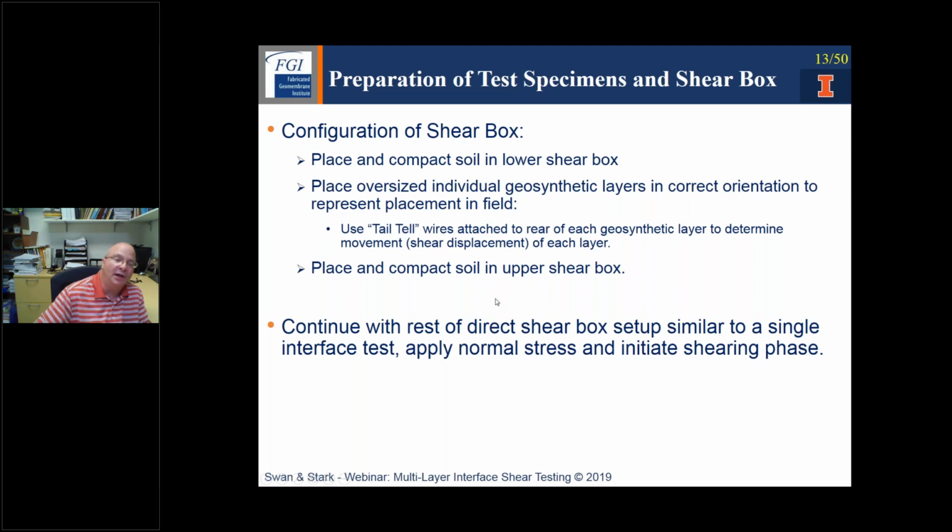And then finally place the soil in the upper shear box, and then continue with the rest of your direct shear setup. Of course, you're going to have to open up the gap between the upper and lower shear boxes to make sure you accommodate all the thickness of the geosynthetics. And you do also want to have a little adjustment for the soil to be exposed at the bottom of the upper shear box and at the top of the lower shear box.